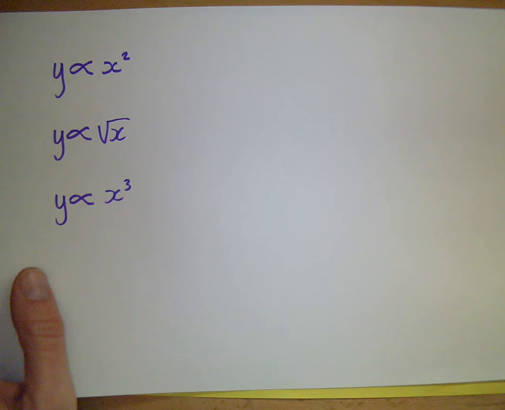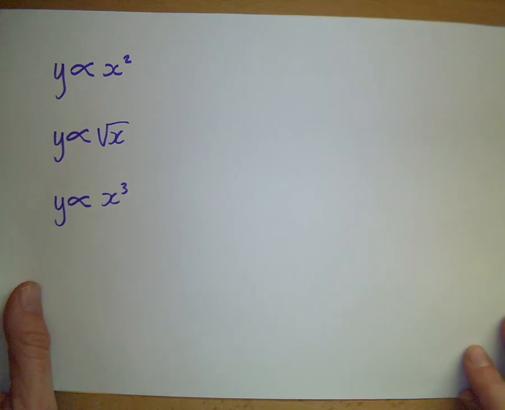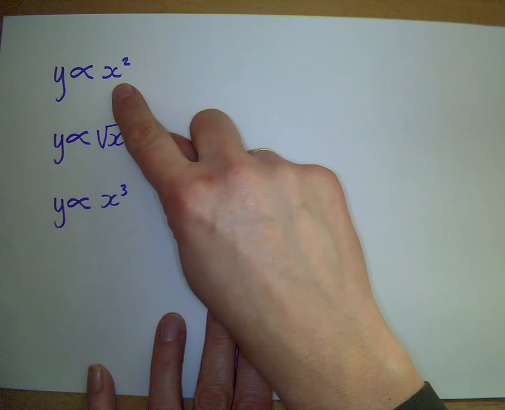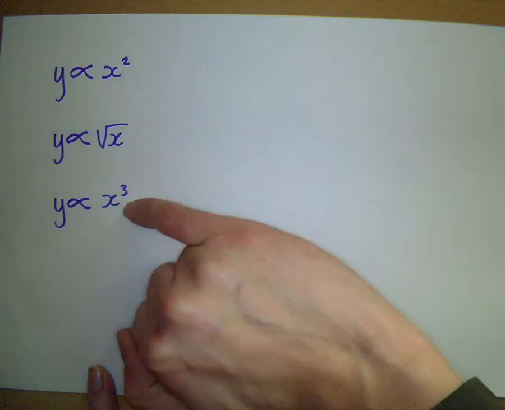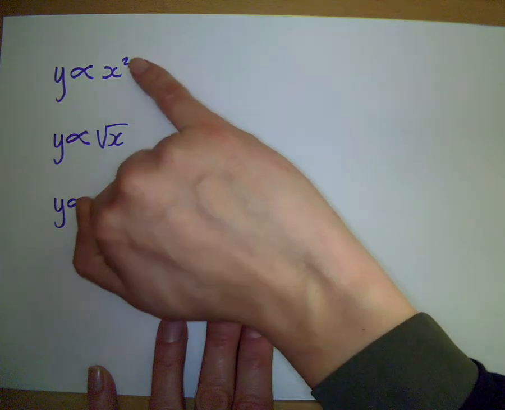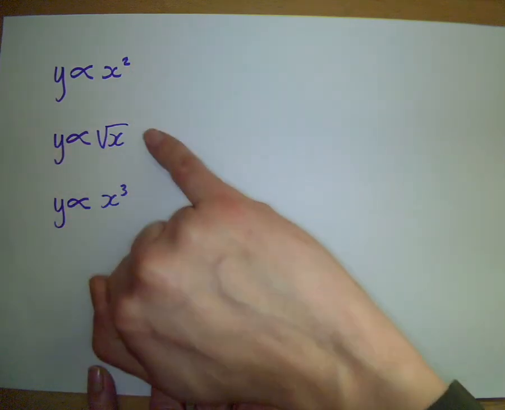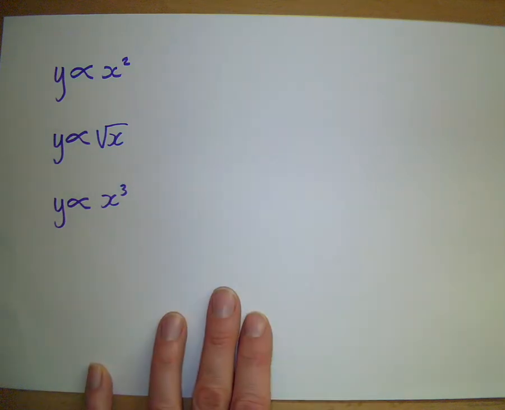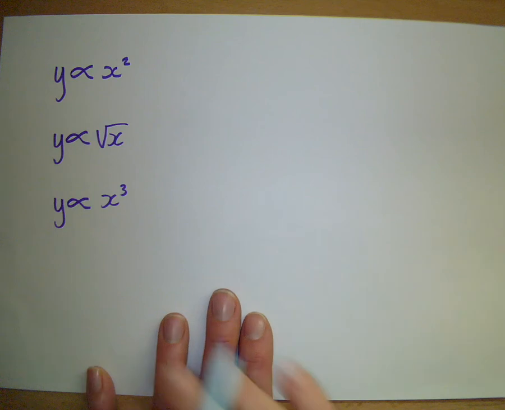Non-straight lines, these are examples of non-straight lines. If you were to plot y equals x squared, or y equals the square root of x, or y equals x cubed, those lines would all not be straight, remember? So these are all examples of direct variation where the relation is non-linear.